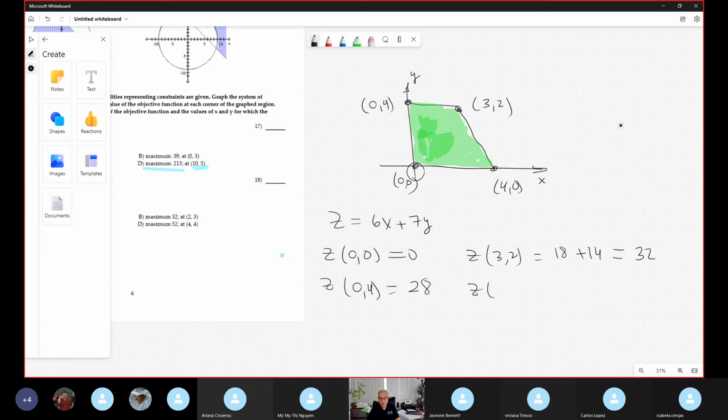And evaluate in 4,0: 4 times 6 is 24. Oh, nice. This is the maximum. Okay, the maximum is this option. Look, the maximum is 32 at 3,2, that point. Super clear. Yes or no? Linear programming. Easy, right? Yes. I know.